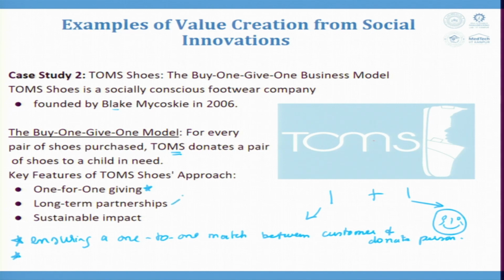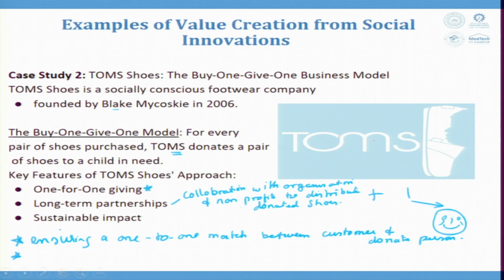Here it talks about collaboration with organizations and non-profits to distribute donated shoes. Long term partnership: they would like to have association with several NGOs. The company produces, there is a sponsor to give the shoe. So, they tie up with NGOs. The NGO comes and takes the shoe from the company and distributes it to a needy person. So, now there is a long term partnership between the NGO and the company. So, that is a key feature.